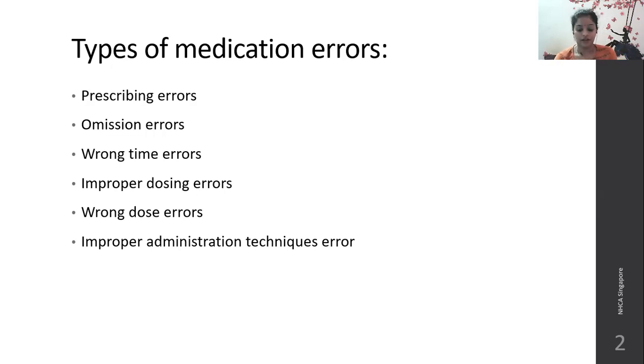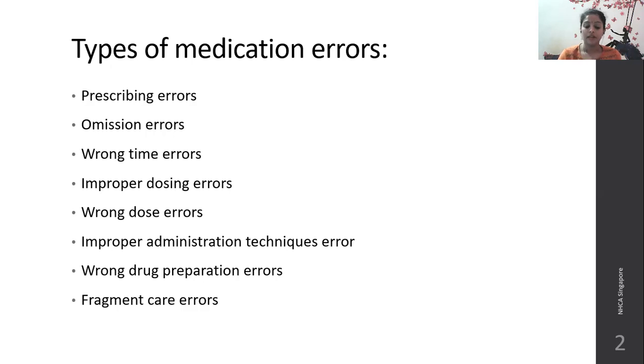Wrong drug preparation errors. The drug is prepared wrong, formulated wrong. Either you diluted it too much or concentrated it, the concentration was more. So that is wrong drug preparation error. Fragmented care error: lack of communication between the different healthcare practitioners has led to some medication errors. A specialist has prescribed 5 mg of medication in their specialization, but while administering under the other prescription, it was given more than 5 mg, around 10 mg. So that is fragmented care error.